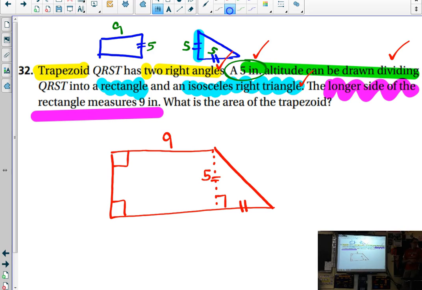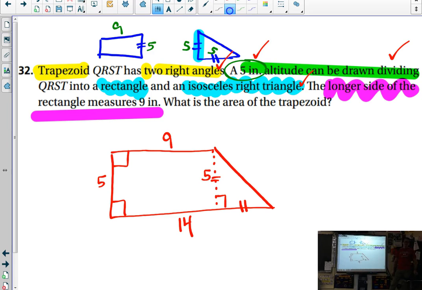Yeah, that's it. So then if I want to add up my base down here, I just add my 5 with my 9, and I get that that's 14. I would know that this is 5, and I don't really need the hypotenuse. I could figure it out, but I don't need it. Questions?